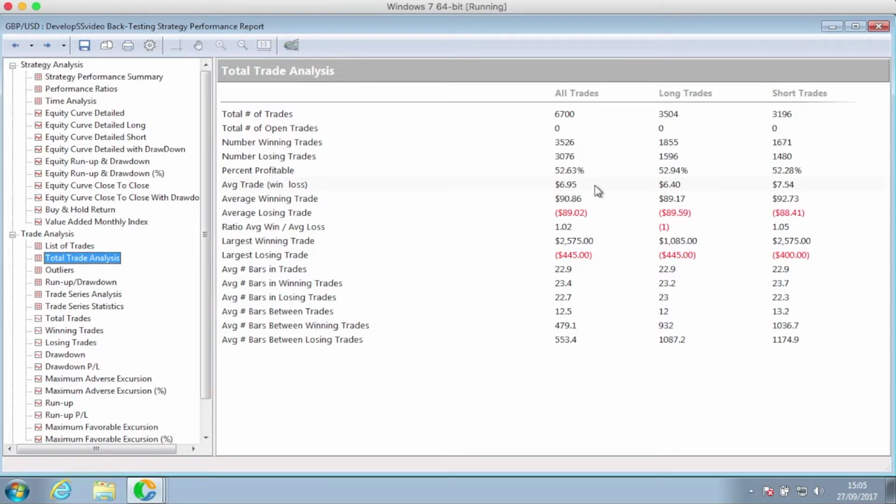By the time you've added up all your winnings and then taken away all the losers, you're going to get a figure. Divide that by the number of trades, the 6,700, and that gives you a figure of what the average trade is worth to you.